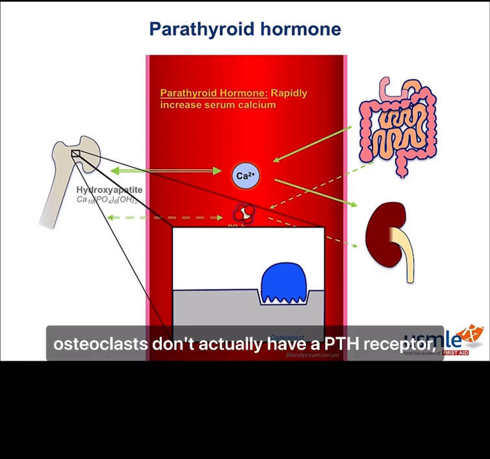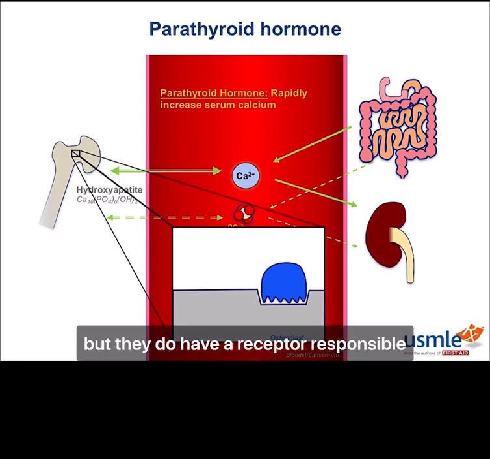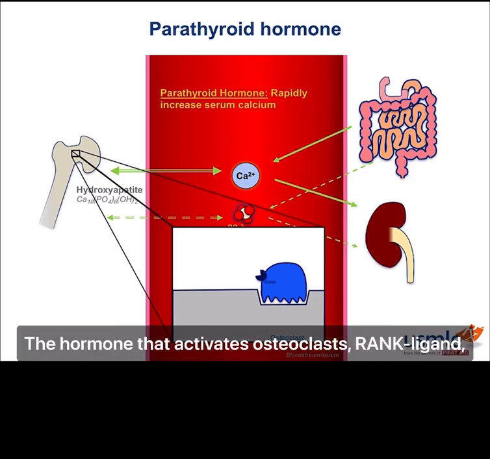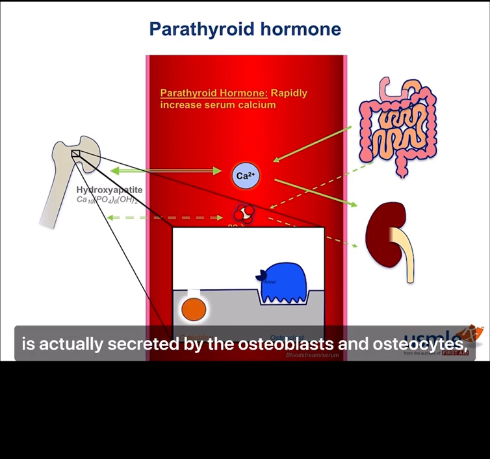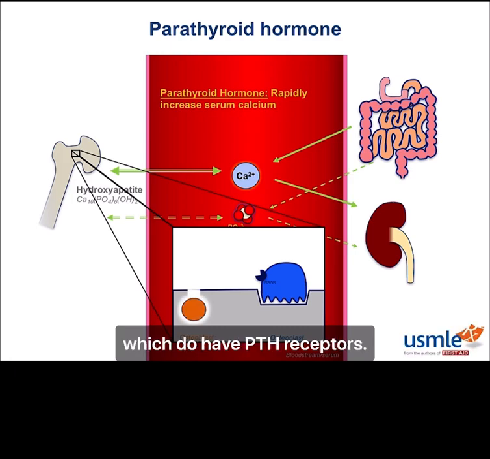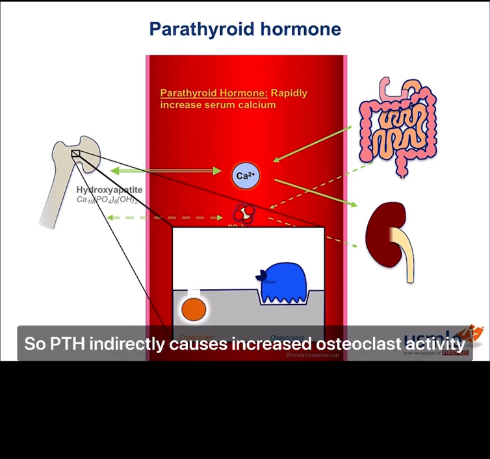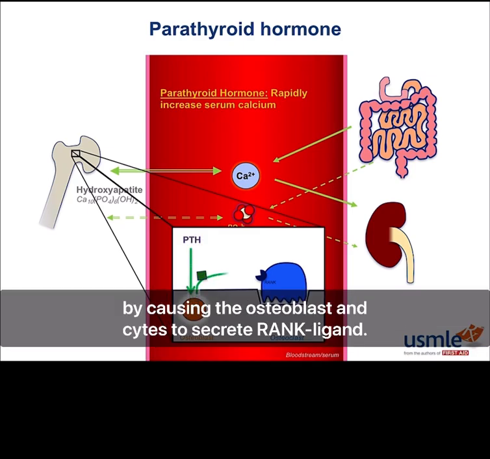So as it turns out, osteoclasts don't actually have a PTH receptor, but they do have a receptor responsible for their activation called RANK. The hormone that activates osteoclasts, RANK ligand, is actually secreted by the osteoblasts and osteocytes, which do have PTH receptors. So PTH indirectly causes increased osteoclast activity by causing the osteoblasts and osteocytes to secrete RANK ligand.